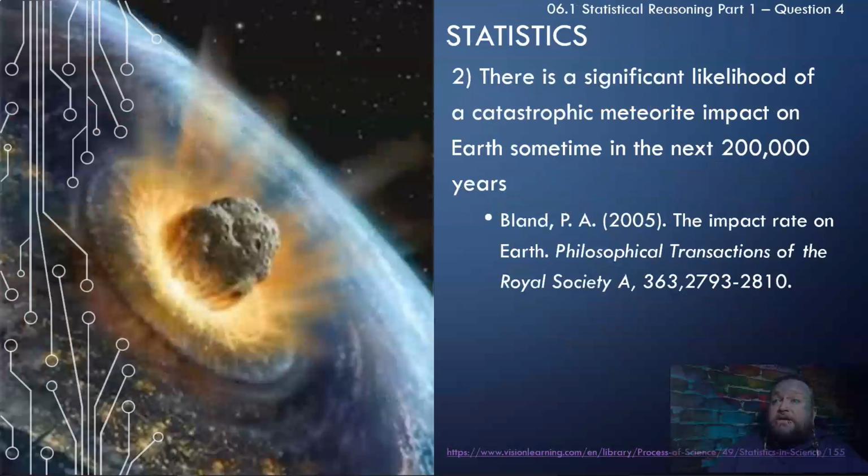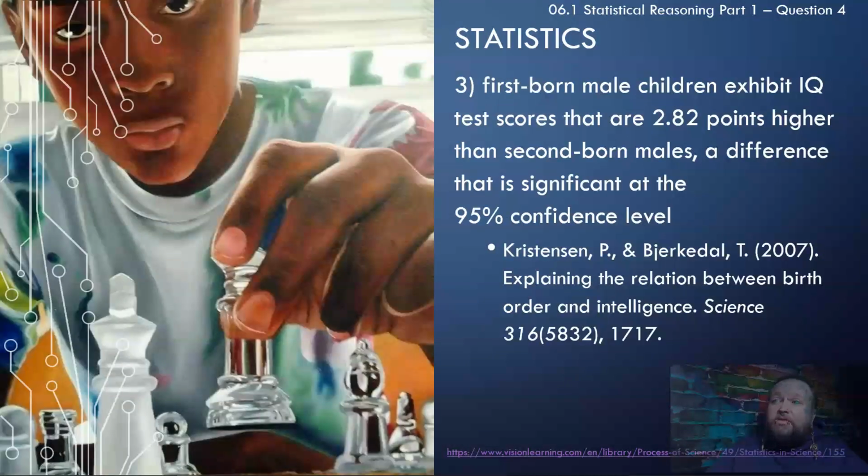Other ones: there is a significant likelihood of a catastrophic meteor impact on the Earth sometime in the next 200,000 years. By Jeebus! What are we going to do? A meteor's coming. We've only got 200,000 years. Oh wait, this paper's back from 2005, so we've got less. We're under 200,000 years. Well, we don't know yet. We have to see where this is coming from and the likelihood, and this is probably based upon their own data, but they're still talking about quantities and giving you a range of when it could happen.